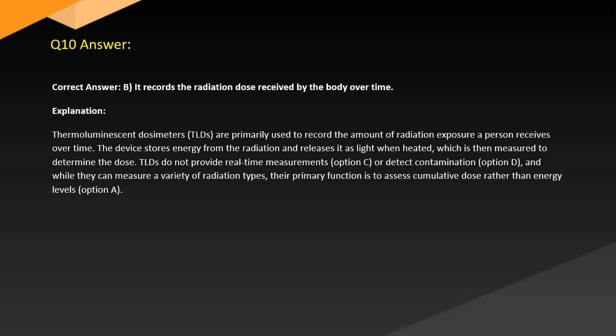Answer. Correct answer: B. It records the radiation dose received by the body over time. Explanation. Thermoluminescent dosimeters (TLDs) are primarily used to record the amount of radiation exposure a person receives over time. The device stores energy from the radiation and releases it as light when heated, which is then measured to determine the dose. TLDs do not provide real-time measurements, option C, or detect contamination, option D. And while they can measure a variety of radiation types, their primary function is to assess cumulative dose rather than energy levels, option A.